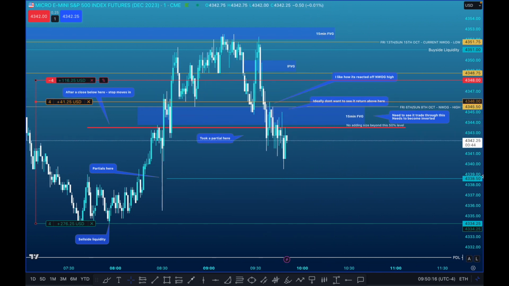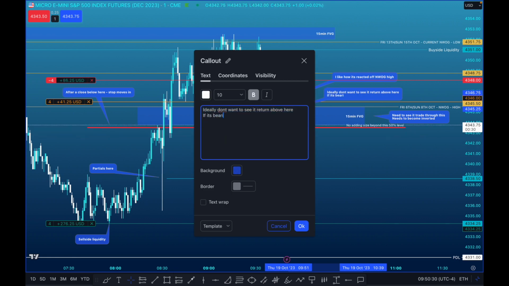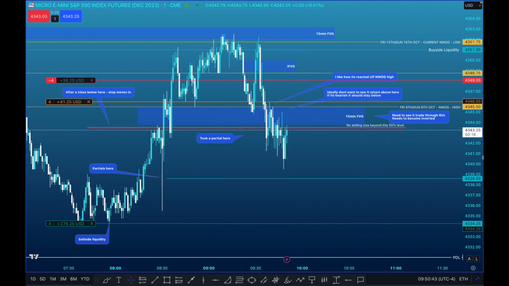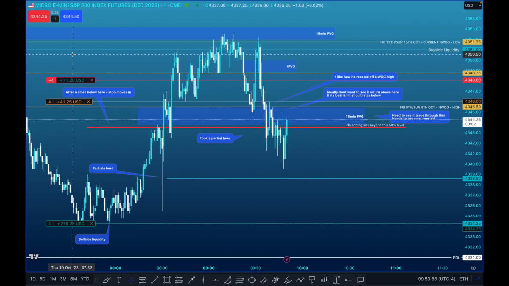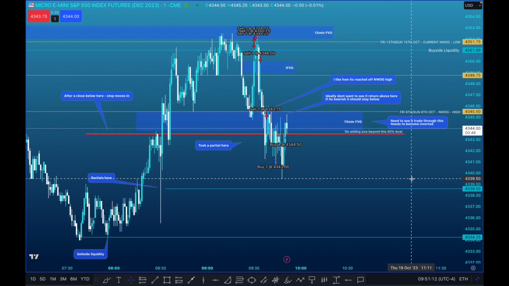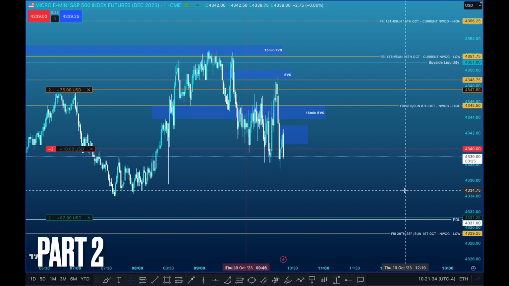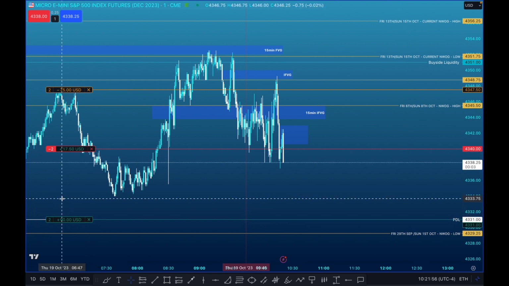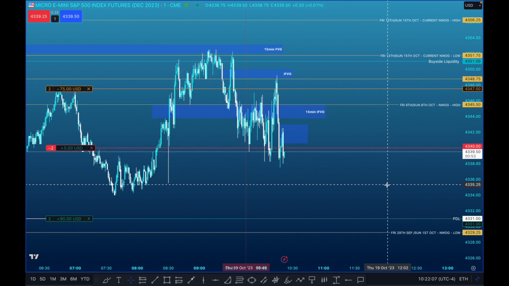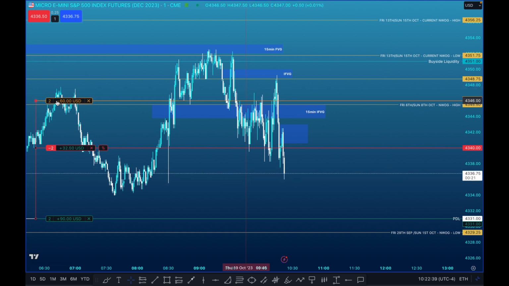So as you can see here, I've said ideally I don't want to see it return above that 15-minute inversion fair value gap. So as you can see, I've closed out there, and there's my executions for that because I didn't like how price was moving, and this is part 2. So price traded up into that inversion fair value gap, and then I could see it broke down again. So I've sold short, targeting that sell side liquidity below.